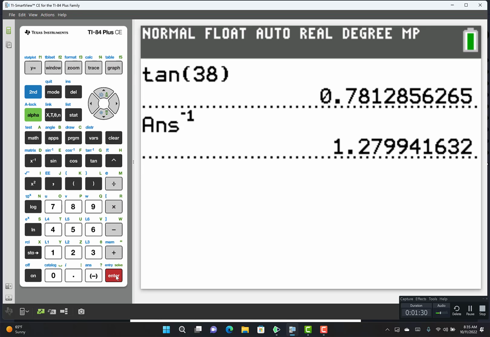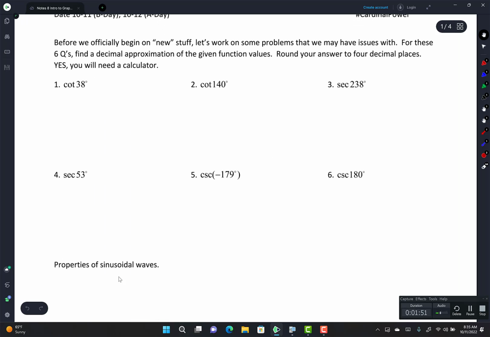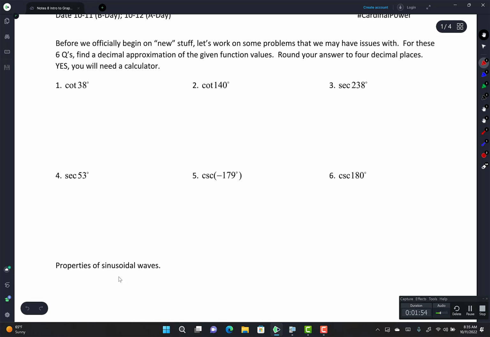If you don't like that, you could also say 1 divided by tan of 38, since cotangent is the reciprocal of tangent, and it should be the same answer. Check it out, enter. It's the same digit per digit. So any one of those two options is appropriate. That's the answer, so write that number down: 1.2799 for cotangent 38, and we're in degree mode.